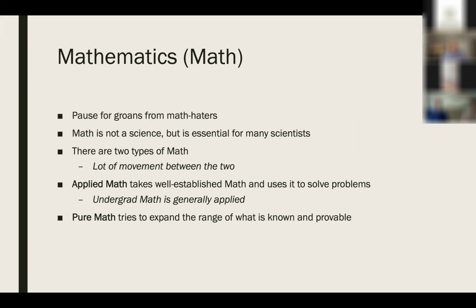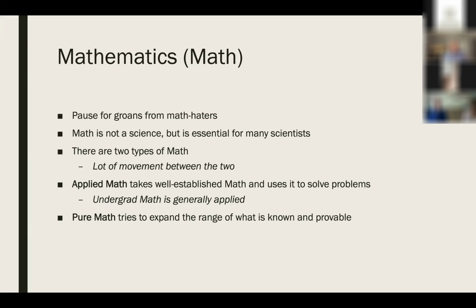Okay, let's talk about math, and the first bullet, I think, is self-explanatory. Math itself is not a science, but it's closely linked with the sciences, and it's essential for many scientists to do their work. Basically, there are two types of math with a lot of overlap, and a lot of development moves from one type to the other.